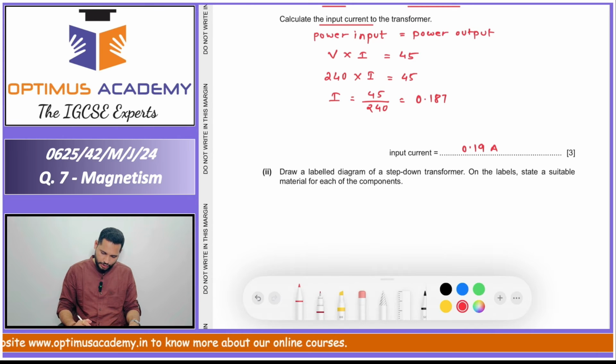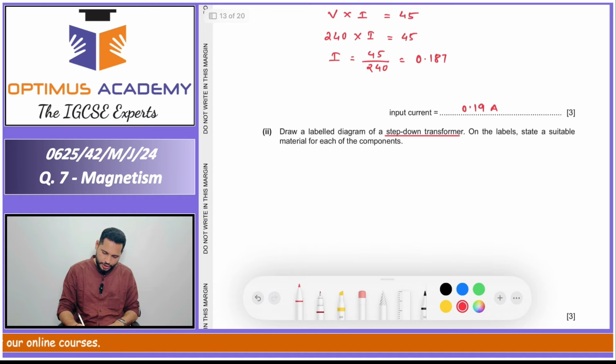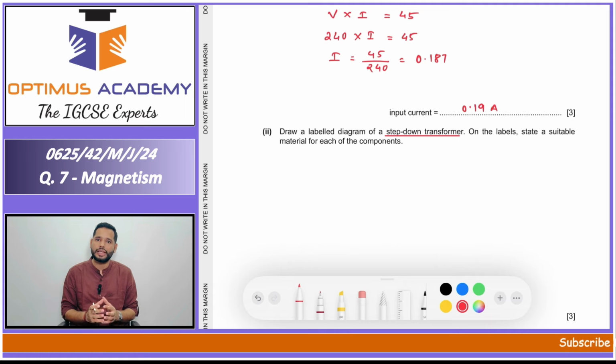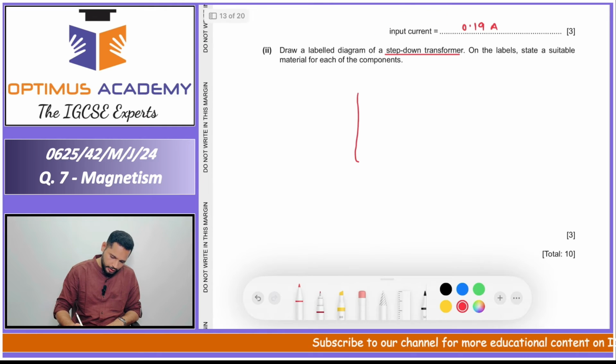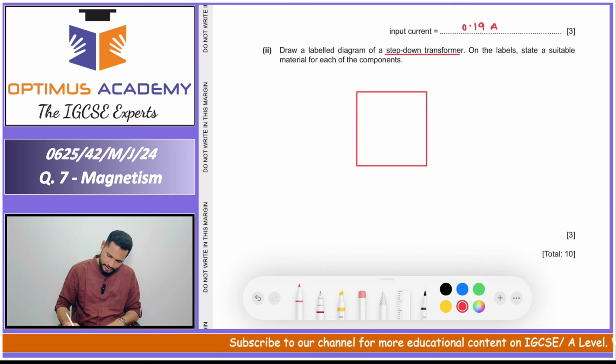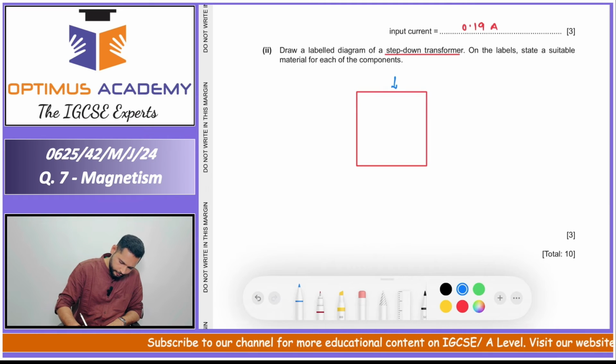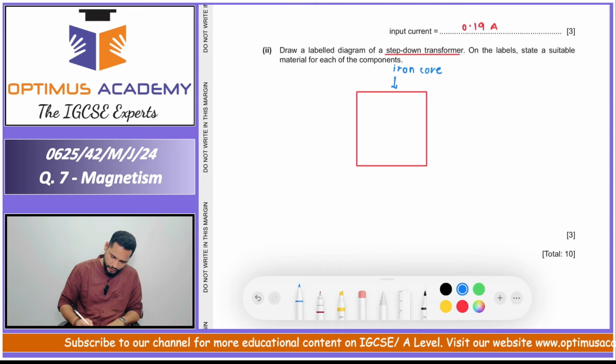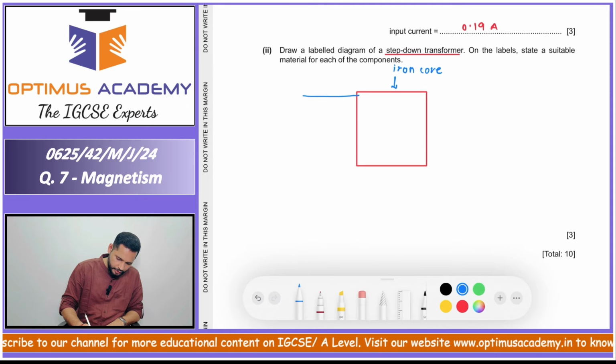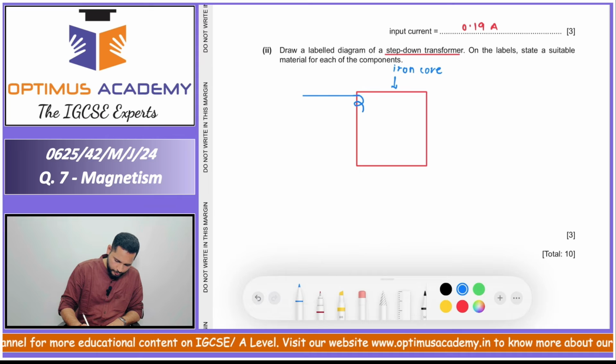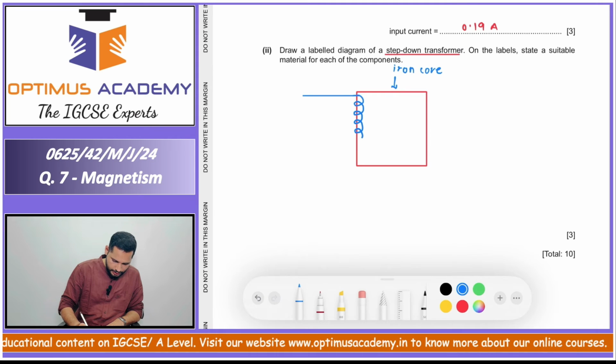Next question, they are asking, draw a labelled diagram of a step-down transformer. On the labels, state suitable material for each of the components. So a standard diagram for the transformer should include an iron core. We have to include primary coils and the secondary coils in the diagram. So let us say this is an iron core. On the left hand side, we will show primary coils.